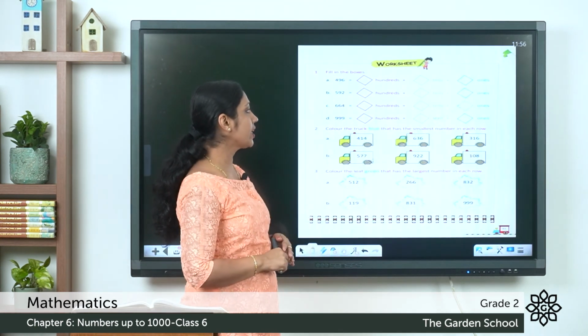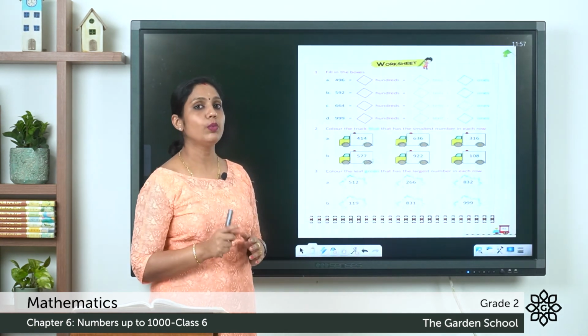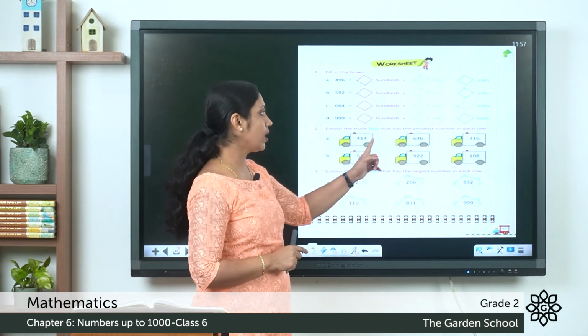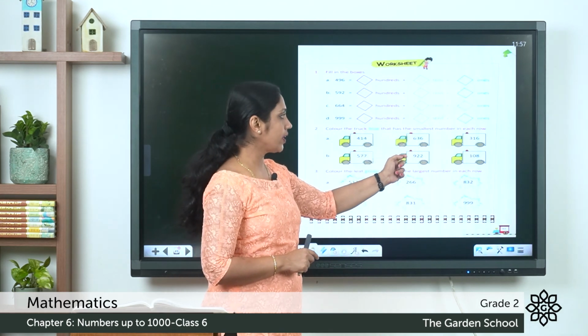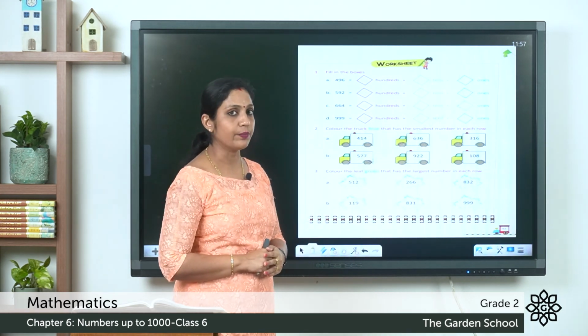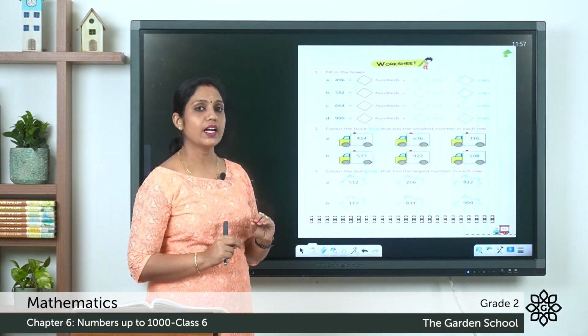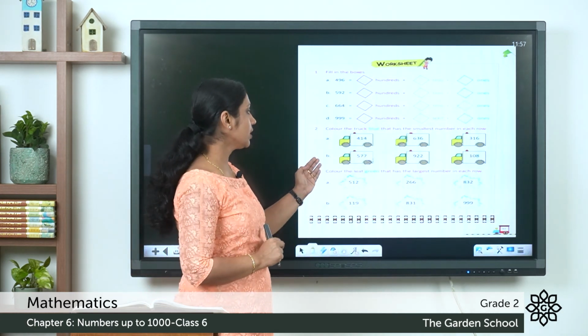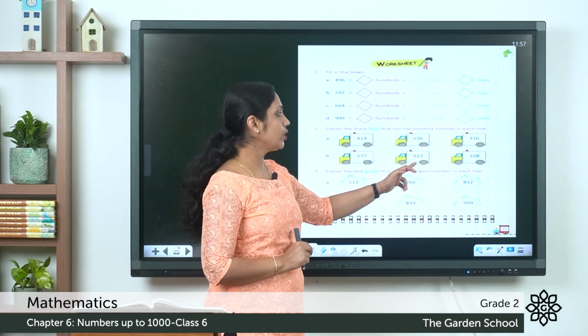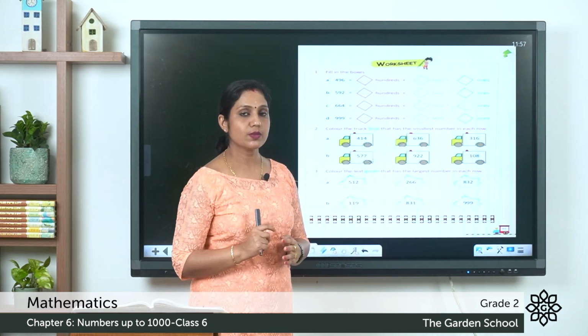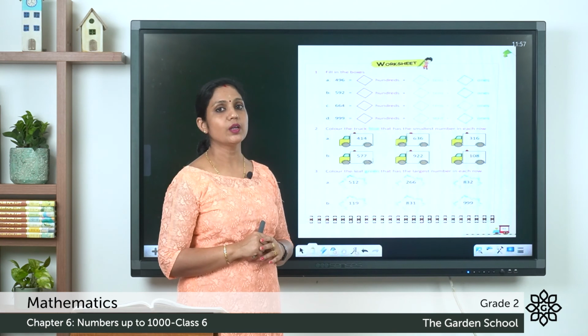The second question, color the truck blue that has the smallest number in each row. So you can see the trucks and you have to color the truck blue which is having the smallest number. In the first row you have 414, 636 and 316. Which is the smallest number? Color that truck blue. The second question you have 577, 922 and 108. Find out the smallest number and color that truck blue.